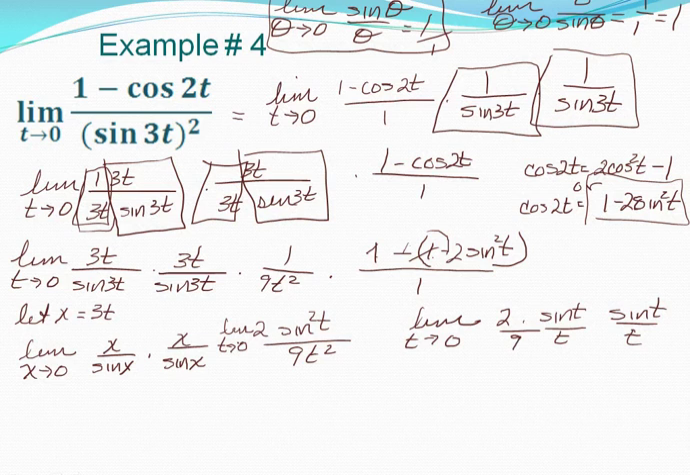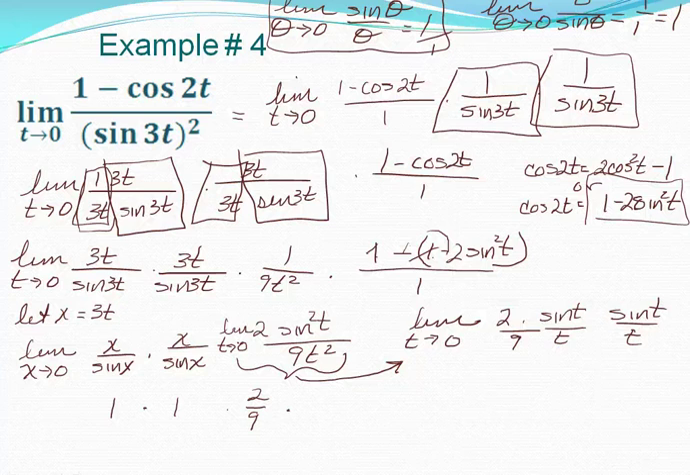So, taking my limits as I go, I have the limit as x approaches 0 of x over sine x. These are both 1, 1 times 1. I've rewritten this one in this form. So now evaluating the limit of a constant is the constant. So now I'm multiplying times 2 over 9. And then sine of t over t, and sine of t over t, again, that's 1. So my answer is 2 over 9.